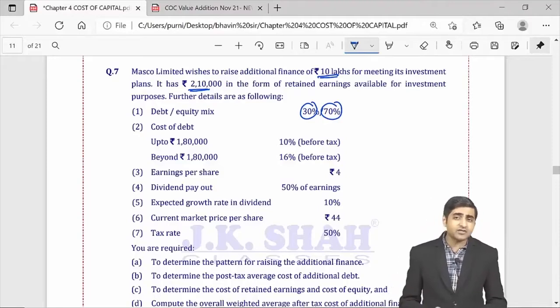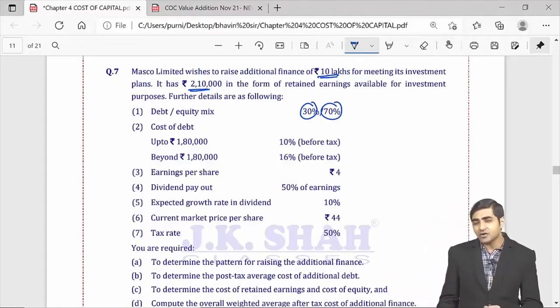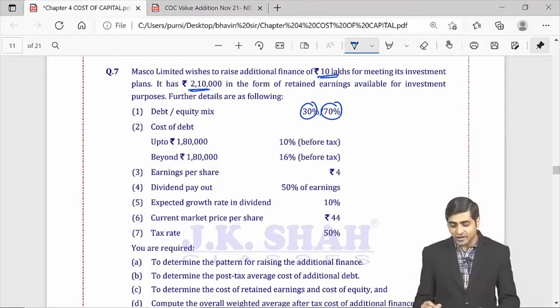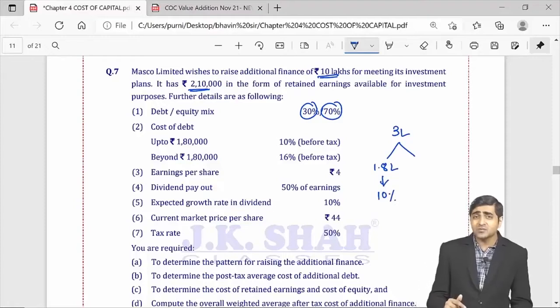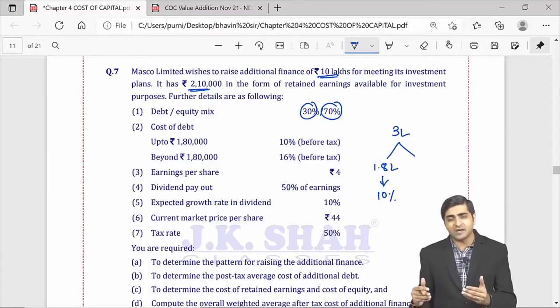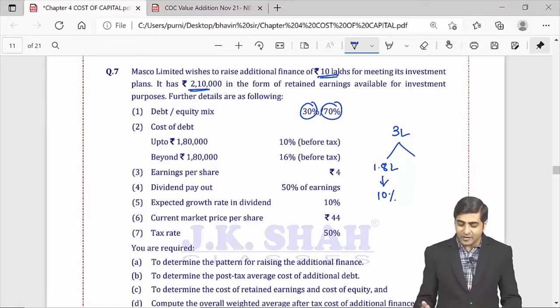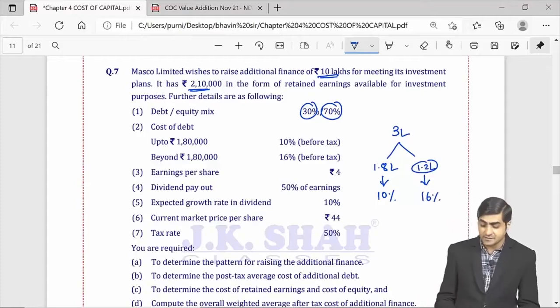In this question, my dear students, your cost of debt will be calculated in a different way, because as you can check, the 3 lakh rupees debt will have up to 1,80,000 whose cost is 10% before tax, and we need to convert this to post-tax, so tax implications need to be taken into consideration. For the balance 1,20,000, the rate of interest applicable is 16%.